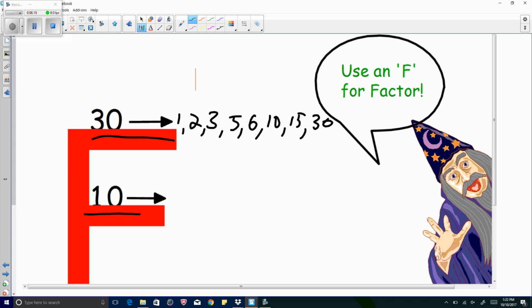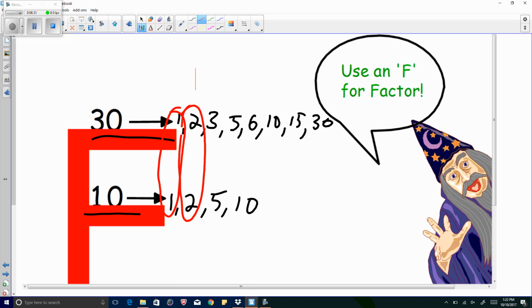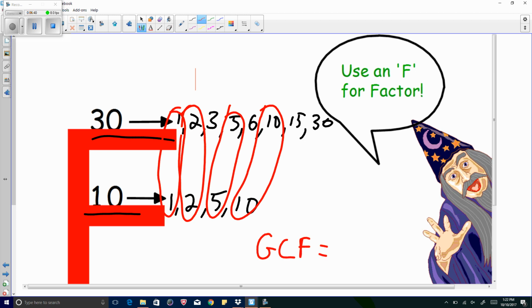Factors of 10: 1, 2, 5, and 10. Now the factors they have in common: 1, 2, 5, and 10. So we say that our greatest common factor, or GCF, is 10.